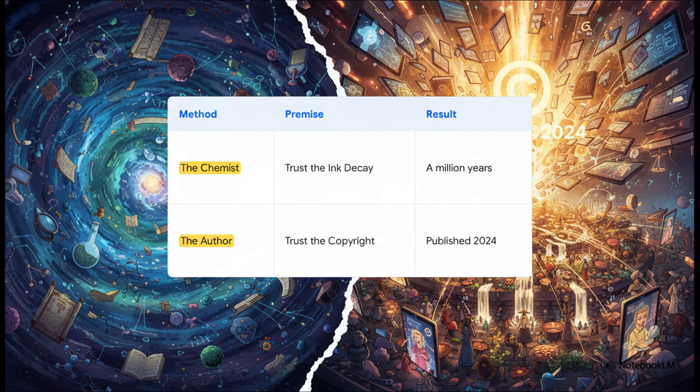You have the chemist, whose method is to trust the physical decay of the ink, to extrapolate. And the result is a massive age. Then you have the author, whose method is to trust the copyright page, the transmitted signal. And the result is what's explicitly stated. The source argues that these are the two fundamental choices we face when we look out at the cosmos.